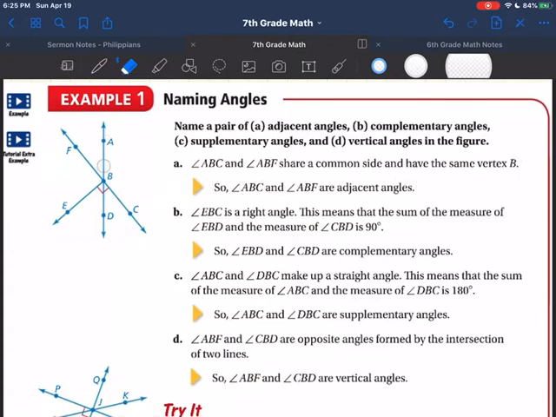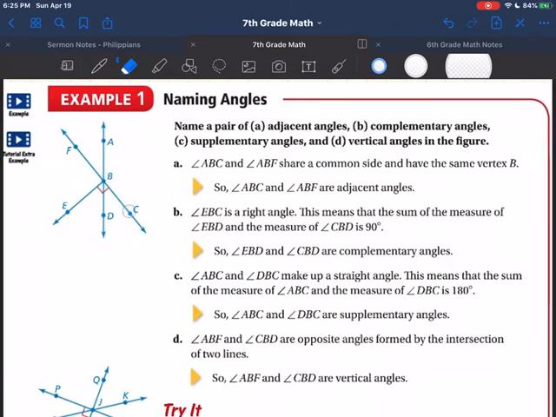Okay, so there you go. There's your adjacent. So this and this are adjacent. Next, EBC is a right angle. That's why it's got the red right angle mark. So EBC is the right angle. This means that the sum of the measures of EBD and CBD, in other words this angle and this angle, add up to 90, therefore they are complementary.